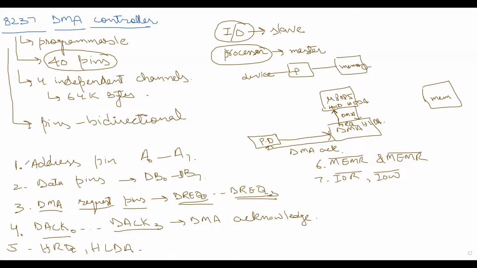So this was about the pins, the different pins that are there in this DMA controller. Now, what is the internal structure, or what are the registers that are there in the DMA controller? Inside the DMA controller, we have a total of 16 registers.